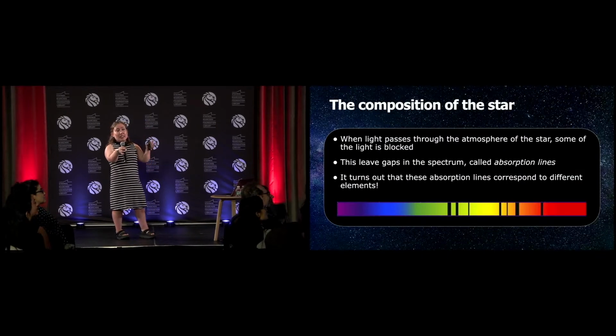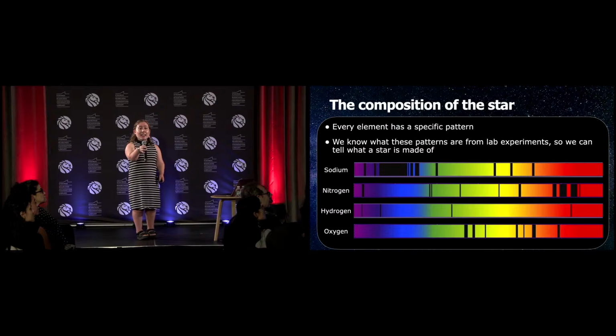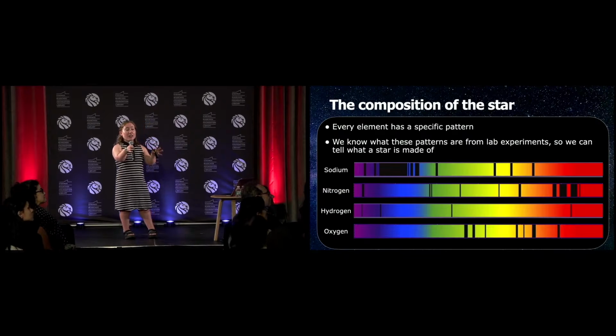And so when, as I said, the light passes through the star's atmosphere, some of the light is blocked. This leads to absorption lines. And it turns out that these absorption lines correspond to different elements. And that each element has a specific pattern. And we know this because we can burn an element in a lab, and we can look at the light that's coming from that burning element, and we can see that it always has the same pattern, and that its pattern is distinct from all of the other elements.